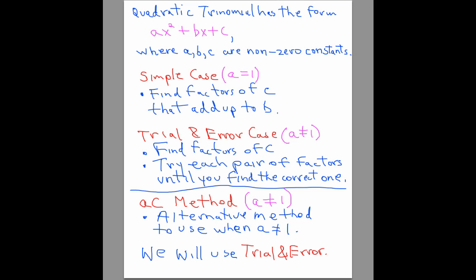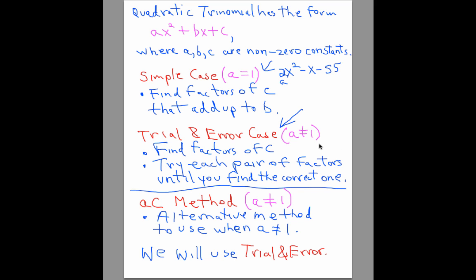Now there are two basic ways to factor a quadratic trinomial. The first is the simple case when a is equal to 1. Now in our case, if you recall, we had 2x squared minus x minus 55. So our a here is 2. So we will not be dealing with the simple case. So we'll step down here to the trial and error case.